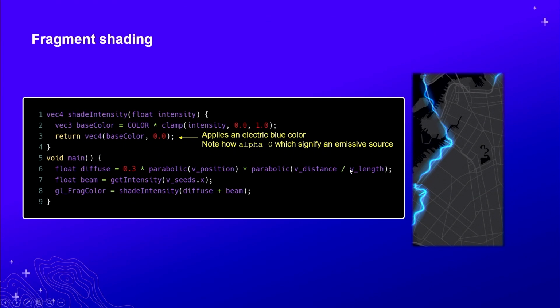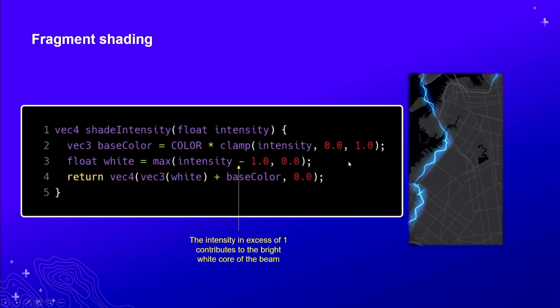Now it's the time to shade this intensity. The first step is choosing a color. In this case, we choose an electric bluish color, and we use the intensity value up to the first unit. So we clamp to 1 to decide the brightness of an emissive blue material. And also we use the intensity in excess of 1 to drive an additional emissive material, which is white, and this is responsible for the bright core in the middle, in the center line of each electric beam.